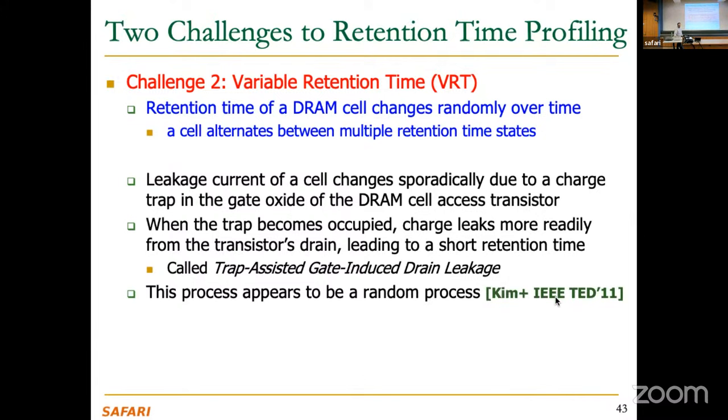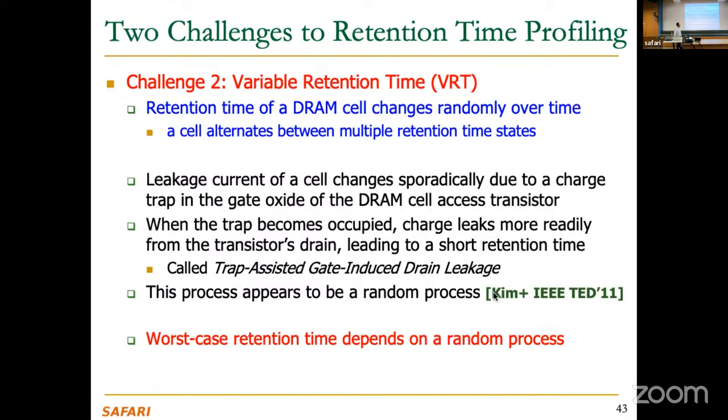The implication of this for our profiling is that worst case retention time depends on a random process now. So you need to test many times, and you need to find the worst case.